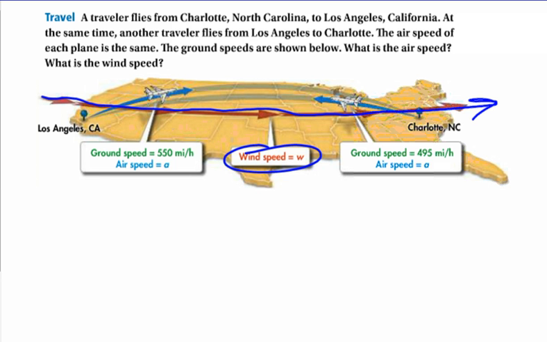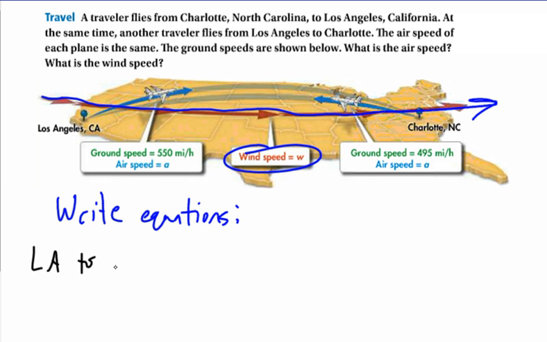All right. What is the airspeed? What is the wind speed? Well, we are going to just write equations first. So what do we need to write equations for? Well, let's do trip from LA to North Carolina. And then we'll do North Carolina to LA.